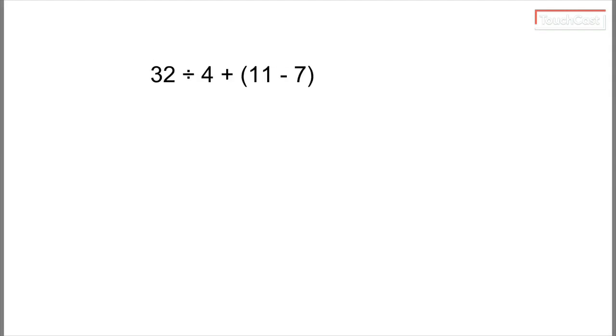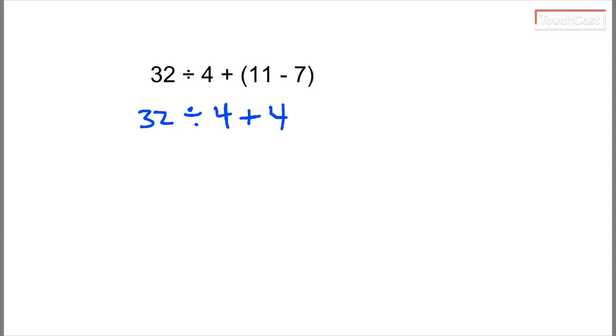Let's take a look at an example. In this case, we do have a grouping symbol. We have 11 minus 7, so we must solve that first. So 11 minus 7 is 4, and just for good practice, I'm going to rewrite everything else that's in the problem.